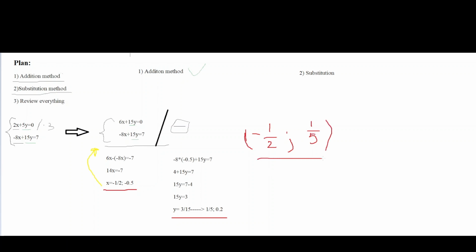Why do we do such things? Because when we want to write an answer, first of all x comes first, and then y. So you can say our x is minus 1 over 2, and our y is 1 over 5. This is the way we solved our system of linear equations with the first method, the addition method.